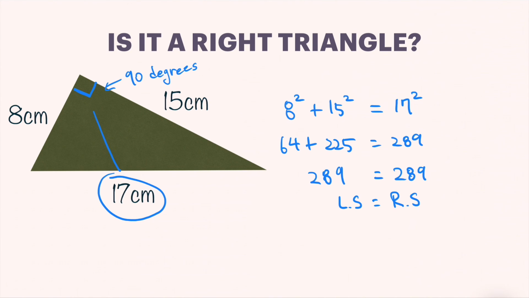And this is how you use the Pythagorean theorem to see if an angle is a right angle.